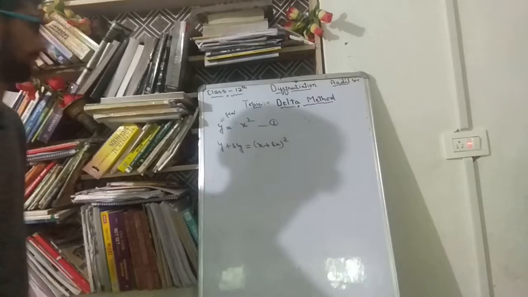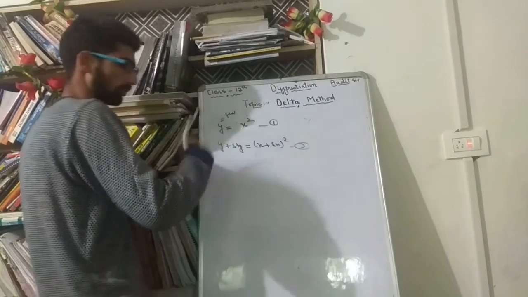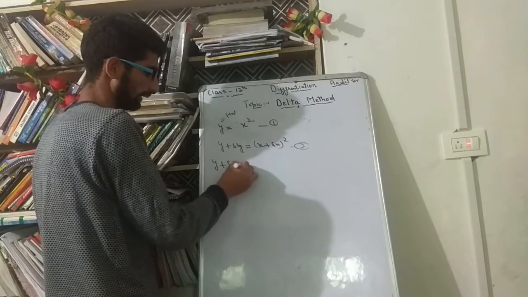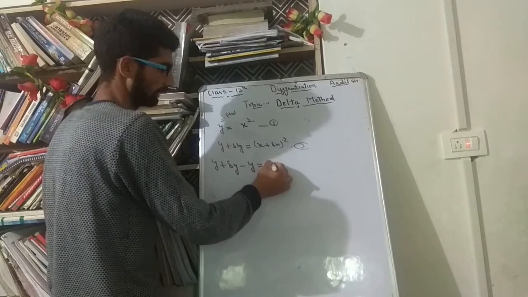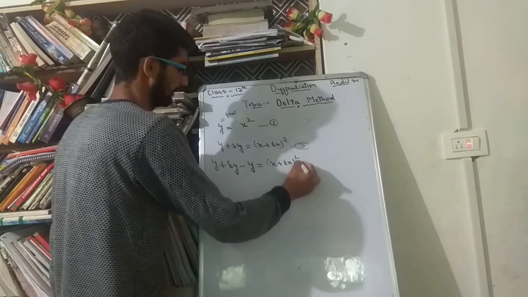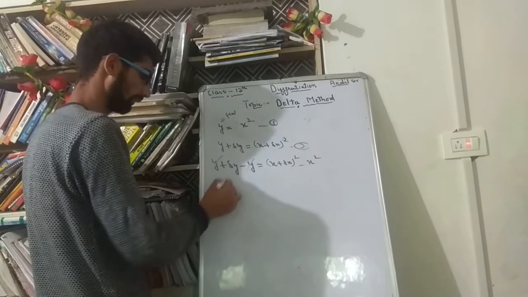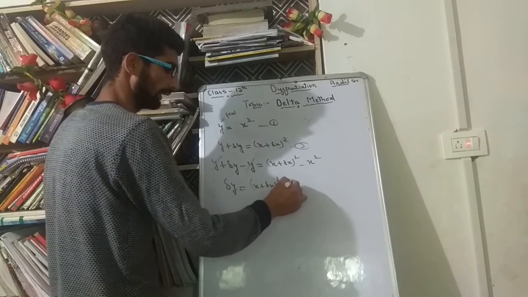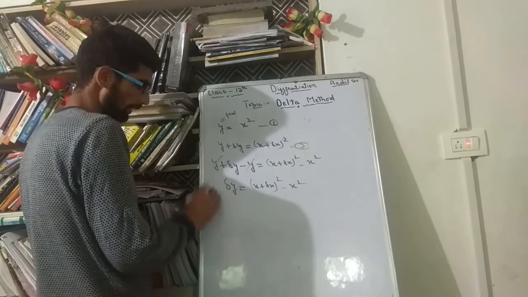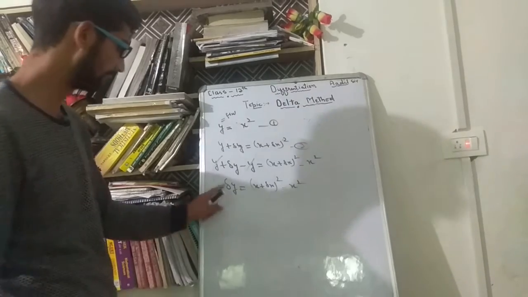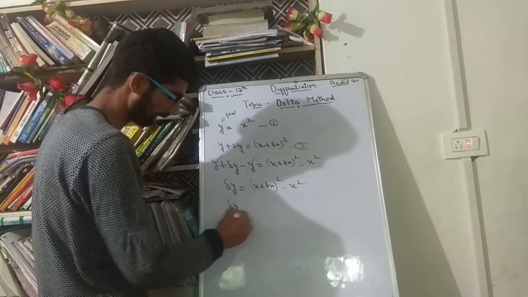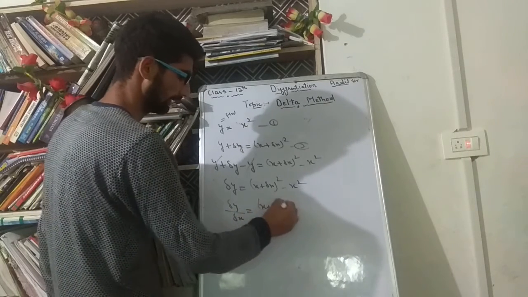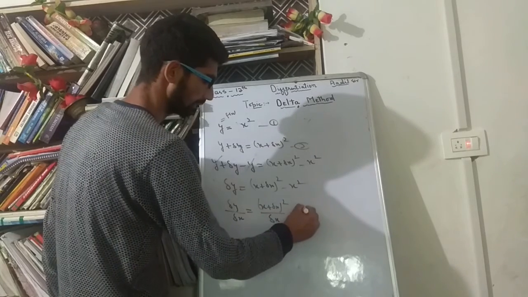Now the second step is to subtract the first from the second, so it will be y plus del y minus y equals to x plus del x whole square minus x square. So this one and this one, we are getting del y equals to x plus del x whole square minus x square. Now the third step is to divide this del y by del x. So it will be del y divided by del x equals to x plus del x whole square divided by del x minus x square divided by del x.